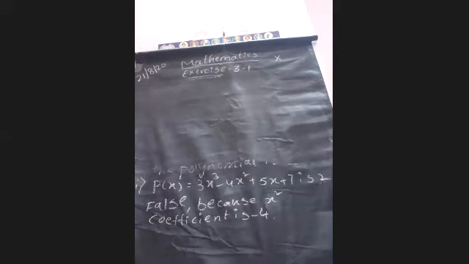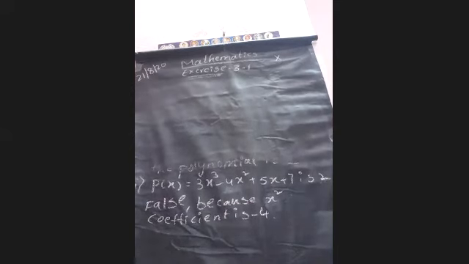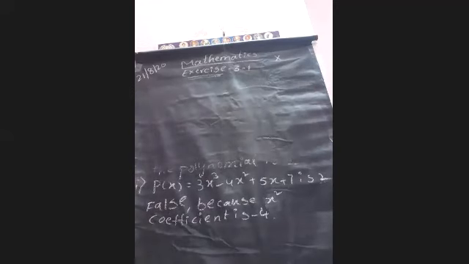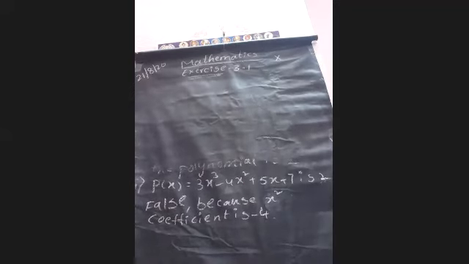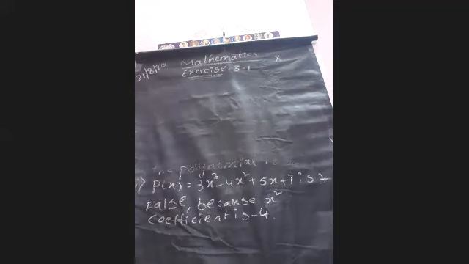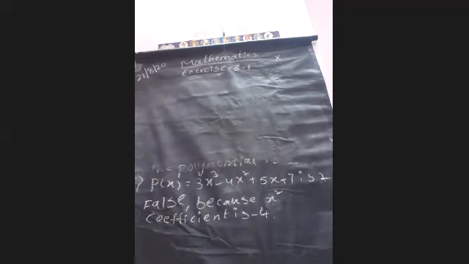See, third question, what did they ask? The degree of a constant term is 0. They ask whether the degree of a constant term is 0. So this statement is true, because the constant term has the variable with power 0.